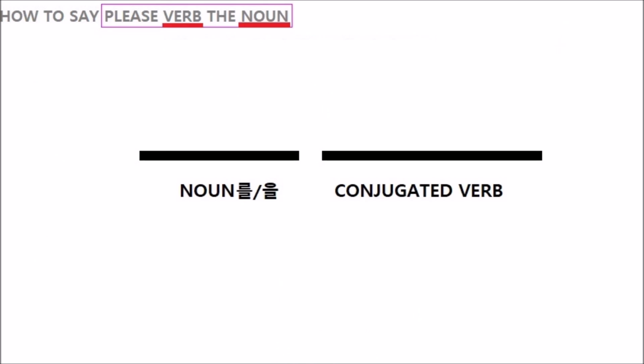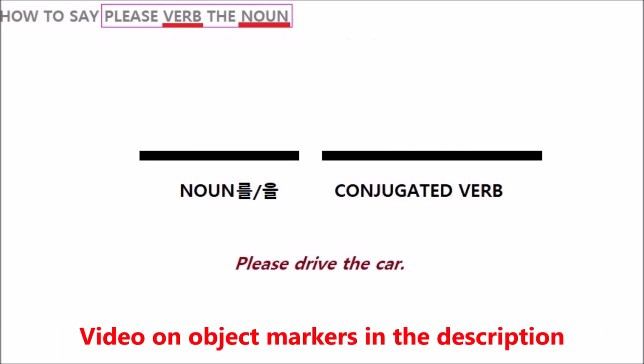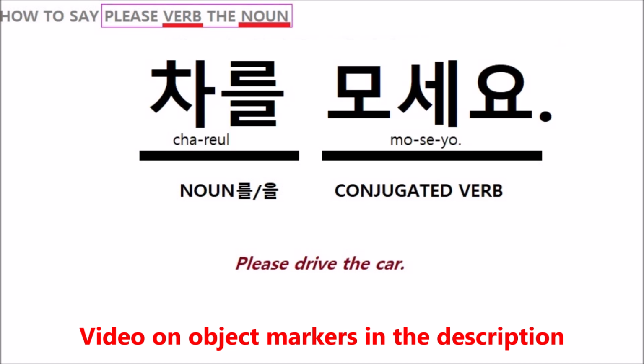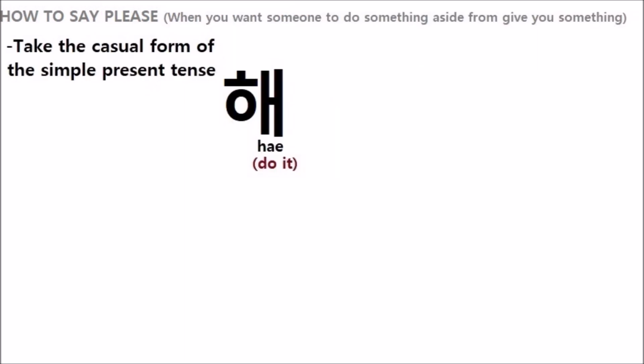If you want to ask someone to please verb a noun, for example, please drive the car, you can add the noun with an object marker in front of the verb. 차를 모세요, please drive the car. And that is one way to make a sentence with please.